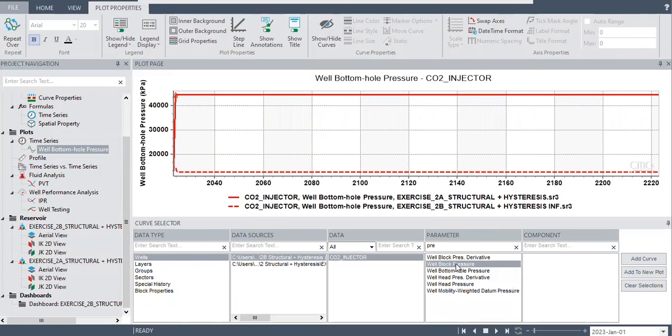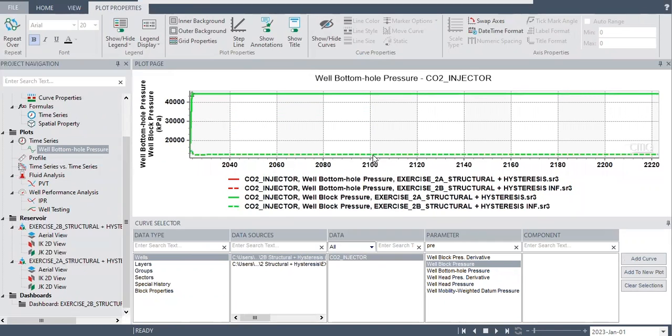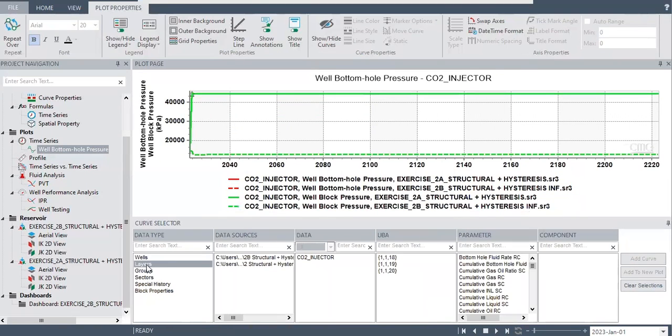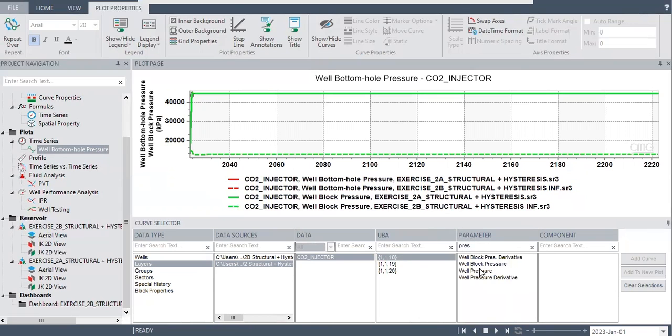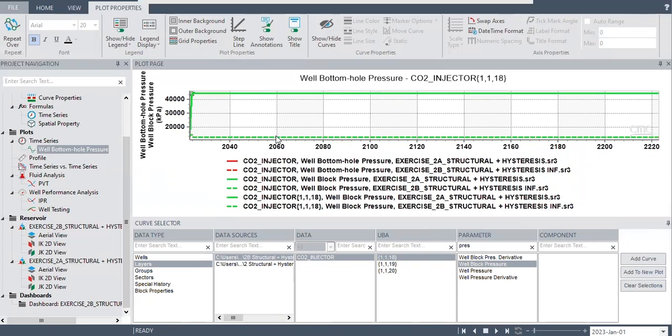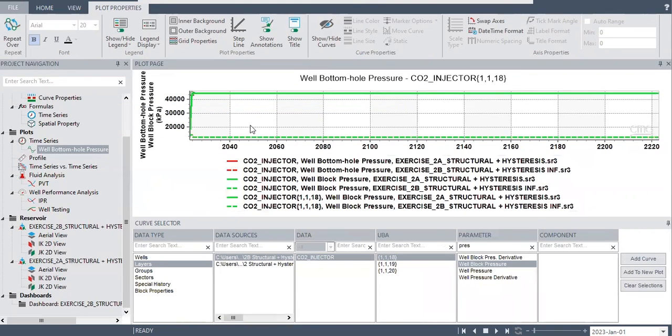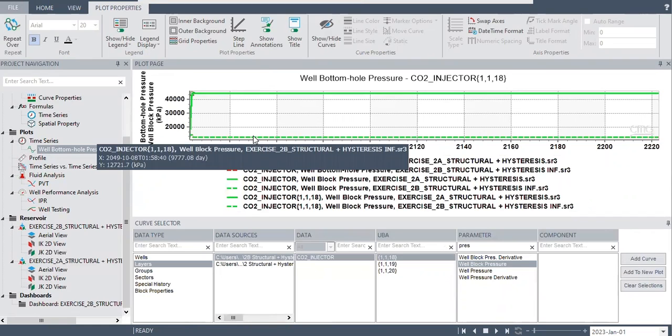Okay, let's check with block pressure. First with this one, the limited, the same, the infinite, the same. What about layer? With limited first, pressure, well block pressure, yeah, the same value. So between 44,000 kPa in the case of limited reservoir, limited aquifer, and 12,700 in the case of infinite aquifer.